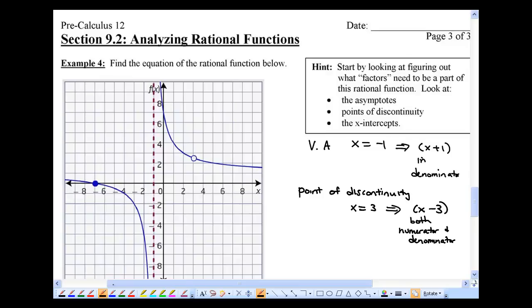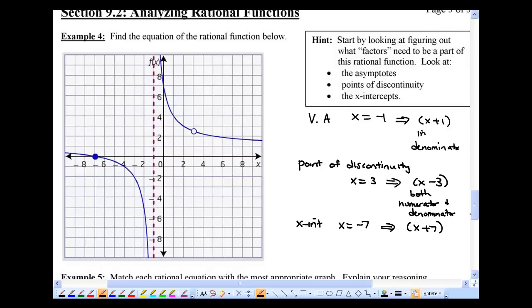The x-intercept, where's that? Oh, the x-intercept is at x equals negative 7. So therefore that must give you the factor x plus 7. Now where does this go? Numerator or denominator? Yes, numerator is where we get our x-intercepts.